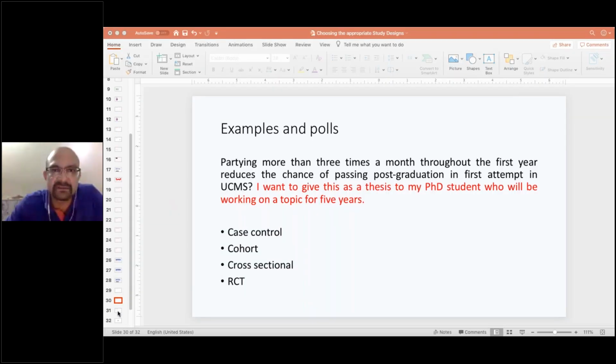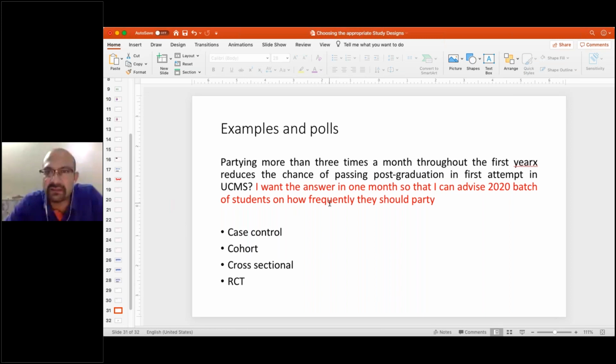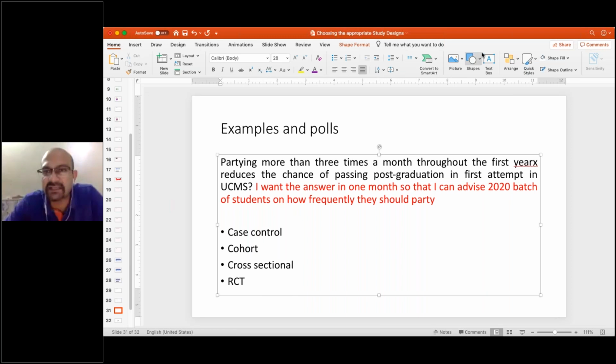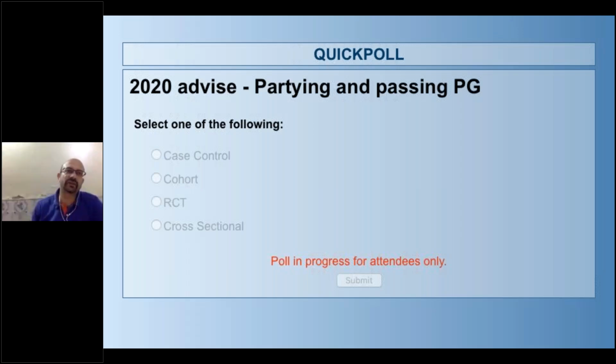Last question on this, same, but the condition has changed. इस बार मुझे आंसर 1 महीने के अंदर चाहिए. I want the answer in 1 month so that I can advise the 2020 batch students on how frequently they should party. So मुझे आप लोगों को बताना है कि पार्टी कितना करो, and so I need the answer in 1 month's time. So what is the best way to give advice to 2020 batch students कि partying से first time attempt में आप pass होते हो या नहीं होते हो? In this case, what would be the best way of doing this particular research study?